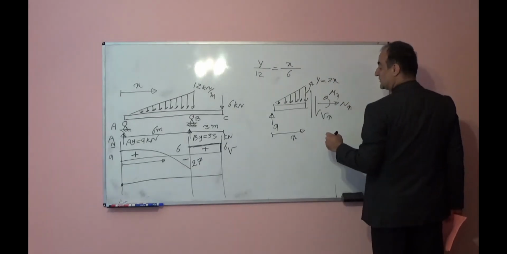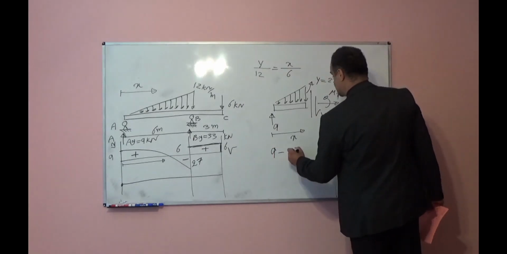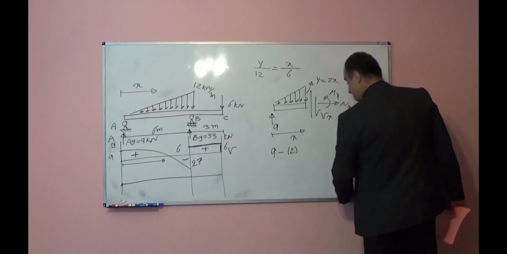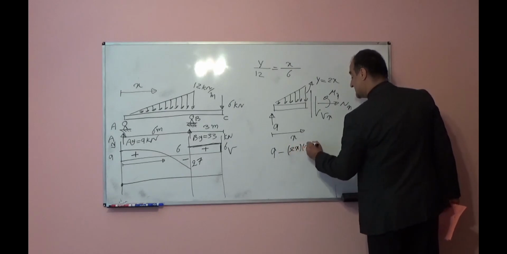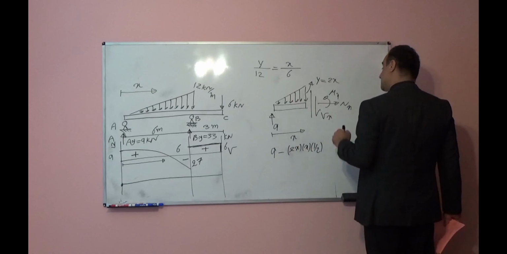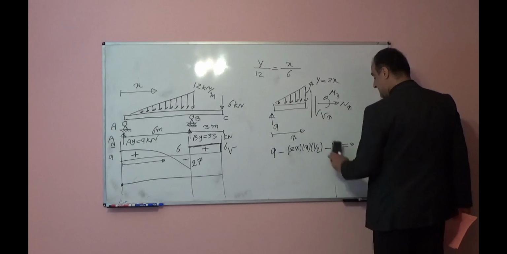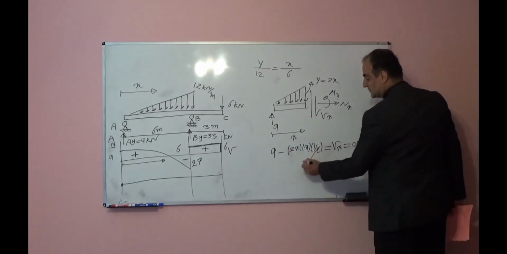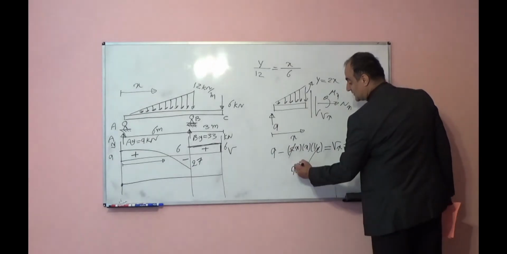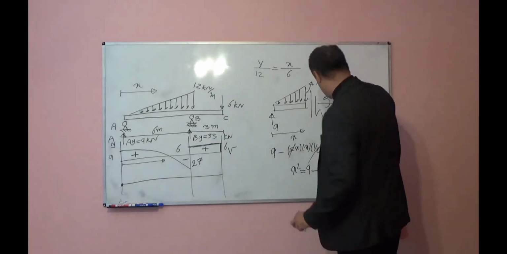So now you can write summation of forces in vertical direction equal to 0. So 9 minus 2x times x times half, area underneath of this, minus Vx is equal to 0. If you take Vx to other side, this will be equal to Vx. At Vx equal to 0, you can find x. These two, they will cancel each other, so x squared equal to 9, x is equal to 3. The shear force should be 0.